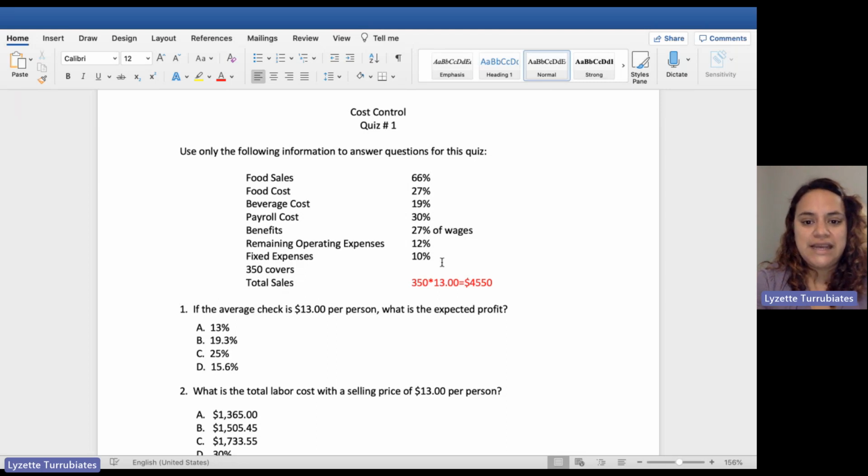So the very next thing that we need to do is start turning all these percentages into dollar amounts. So for food sales, we're going to take our food sales, and I can put here FS, that's abbreviated for food sales, and multiply that.